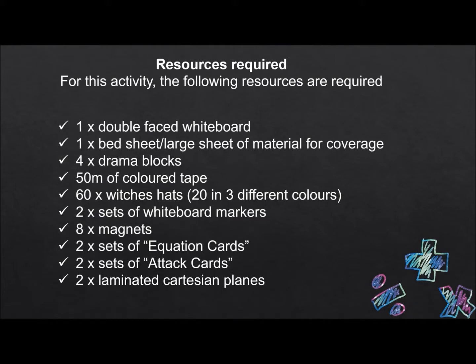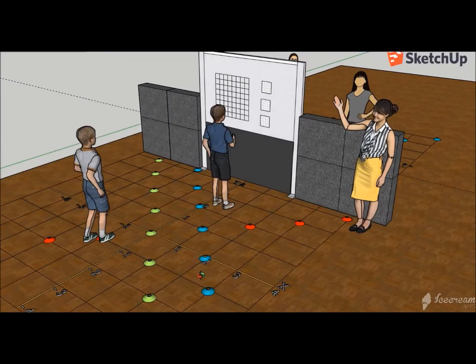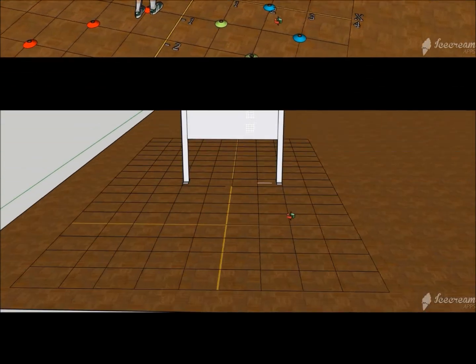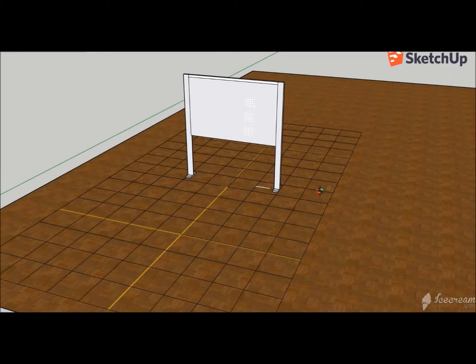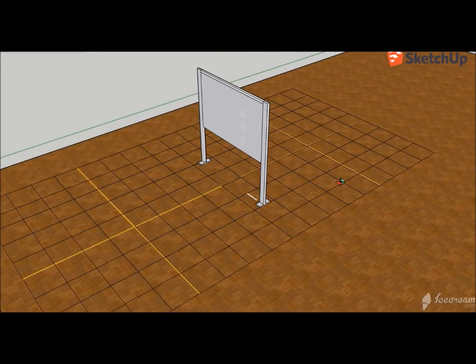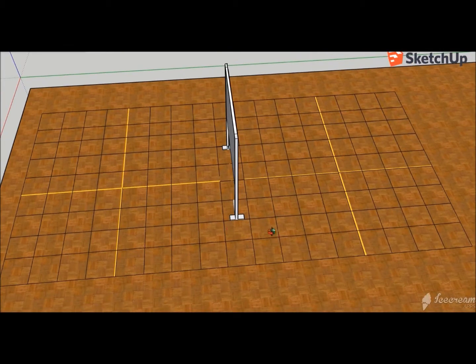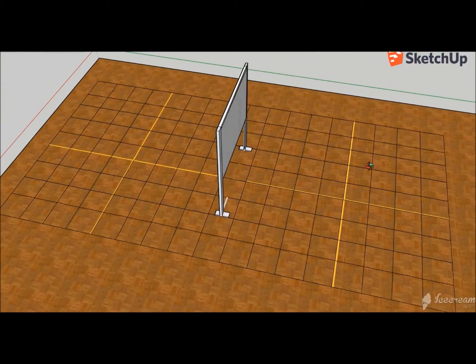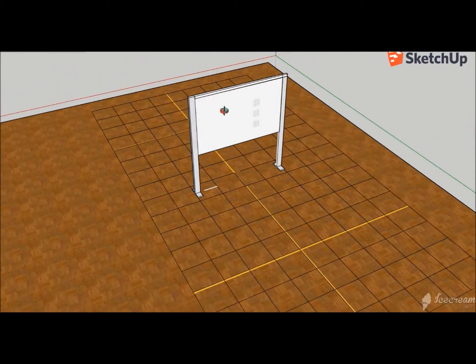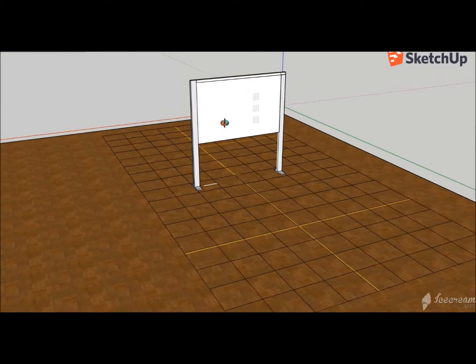These include a whiteboard, drama blocks, witches' hats, coloured tape, and a large sheet for coverage. The setup of the activity is as shown here. Using coloured tape, two Cartesian planes are constructed and labelled on the floor from -4 to 4 on both the x and y axes. The whiteboard is placed in the middle to conceal the opponent's number plane and for teams to use as an aid in their attacks.